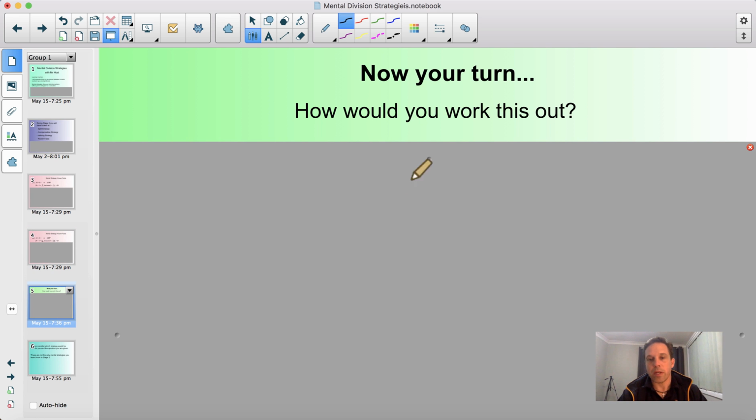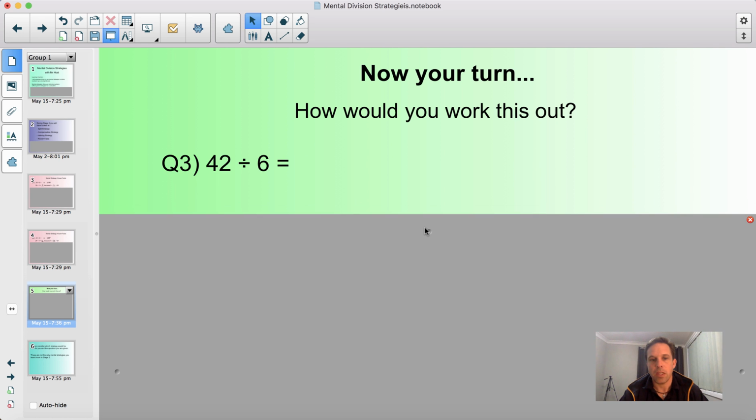Now this last question, I would like you to give it a go. I would like you to try. So you're going to pause the video once you have seen the question. And then at the end, we'll come back and we'll work it out together. So your question is 42 divided by 6. Please pause the video and rewrite it and answer the question.